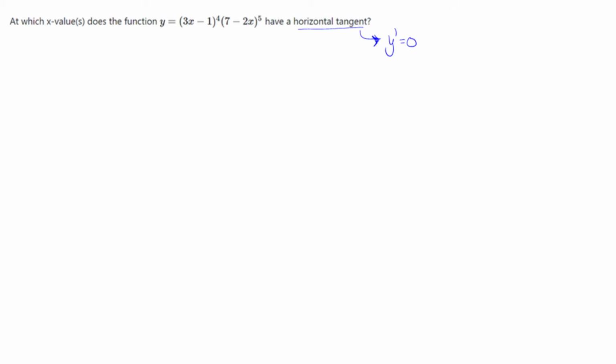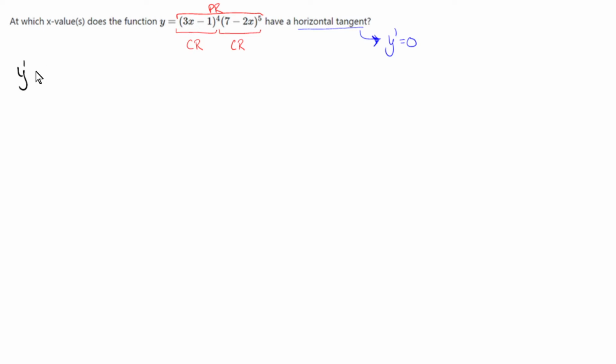Okay. Now if we take a look at this function here, it consists of a product of two composite functions. So for each one of those composite functions, we will have to use the chain rule to differentiate it. And then for the product of the two composite functions, we would have to use the product rule. So let's start by applying the product rule.